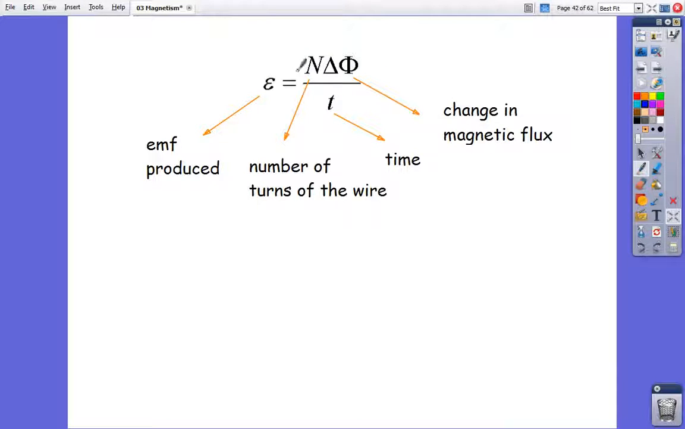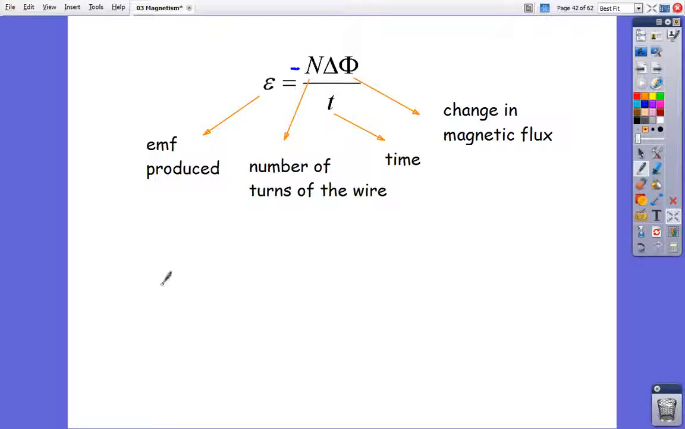Actually, it should be negative. So what does that mean? This negative sign is actually showing you the direction of induced current. It will oppose the change of magnetic flux.